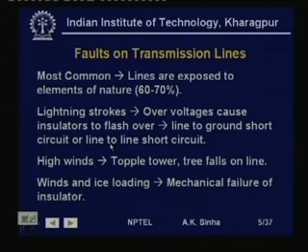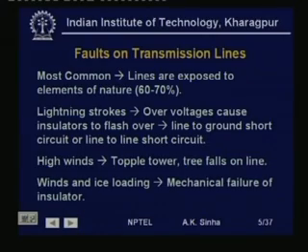Well, again, high winds can topple the towers and thereby create a short circuit, because all the lines will be falling on the ground, and this will cause short circuits between line and the ground, and maybe even two lines or three lines together. Trees can fall on the transmission lines and thereby short circuit them. So, this is another cause which happens.